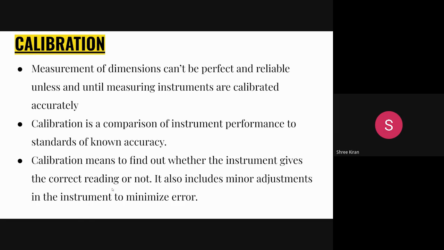So it is always the comparison of an instrument's performance to standards of known accuracy. And then we can say calibration means to find out whether the instrument gives the correct reading or not. It also includes minor adjustments in the instrument to minimize error. That's what happens in the case of calibration.